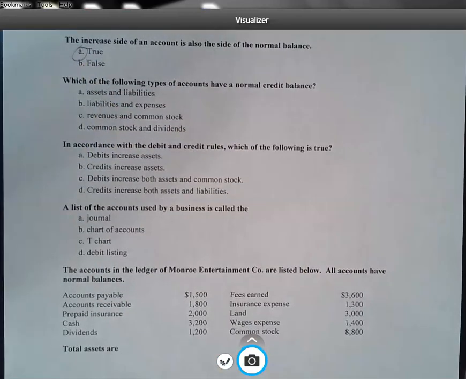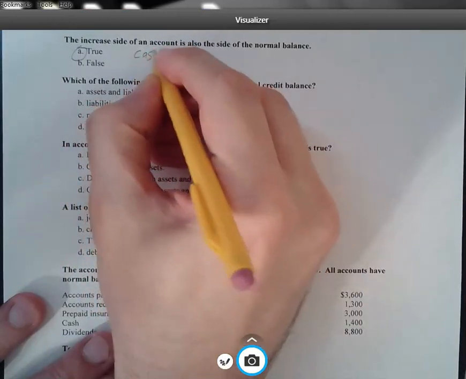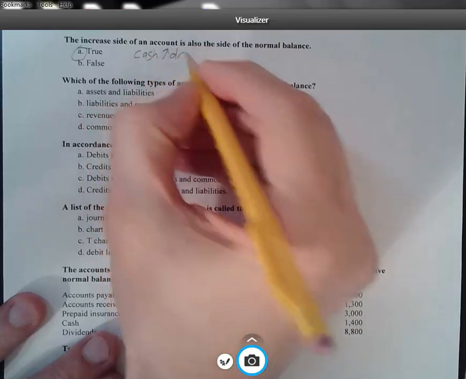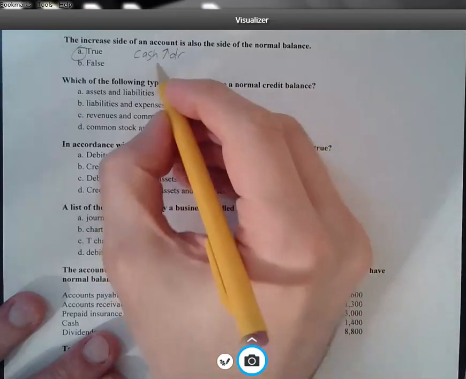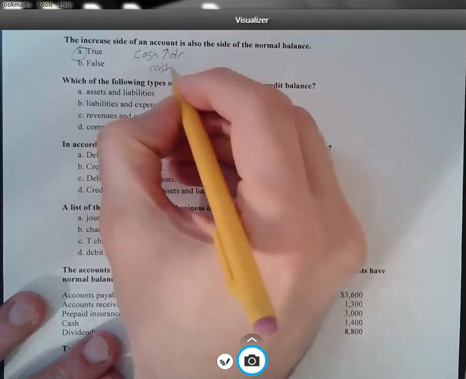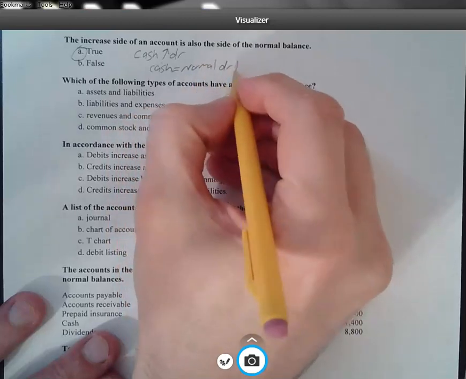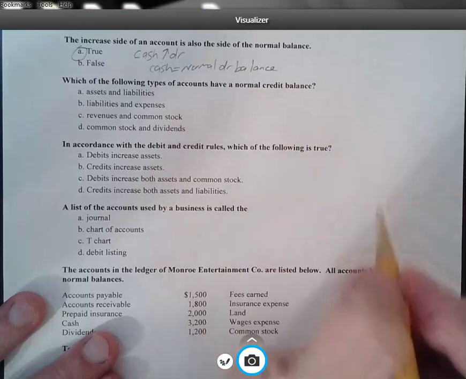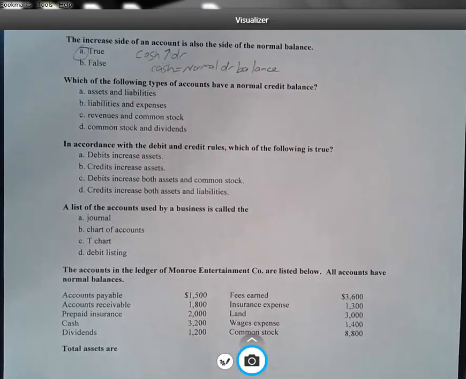So if we say, for example, that cash goes up with a debit, that would be an increase, or we could say cash is increased with a debit, and then we would also say that cash equals a normal debit balance. Okay, same thing is true for accounts which have credit balances, such as liabilities, revenues, and so forth.